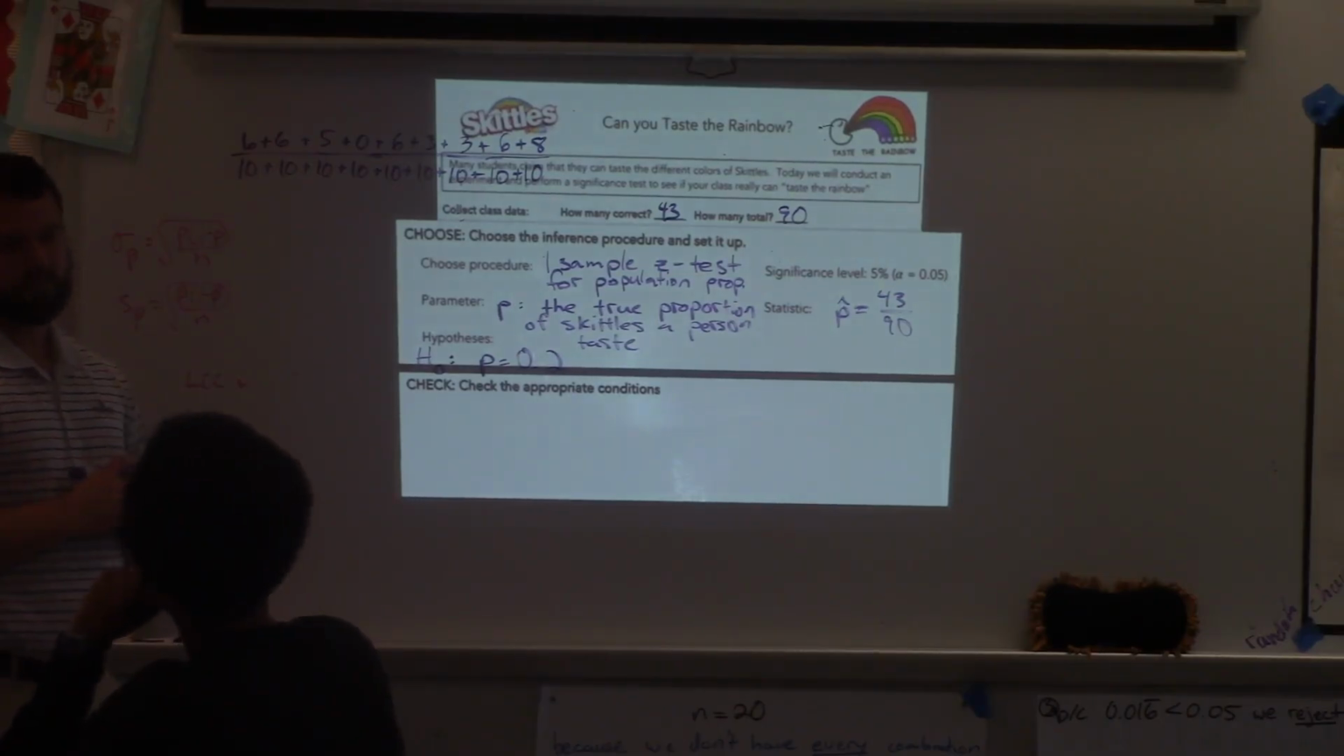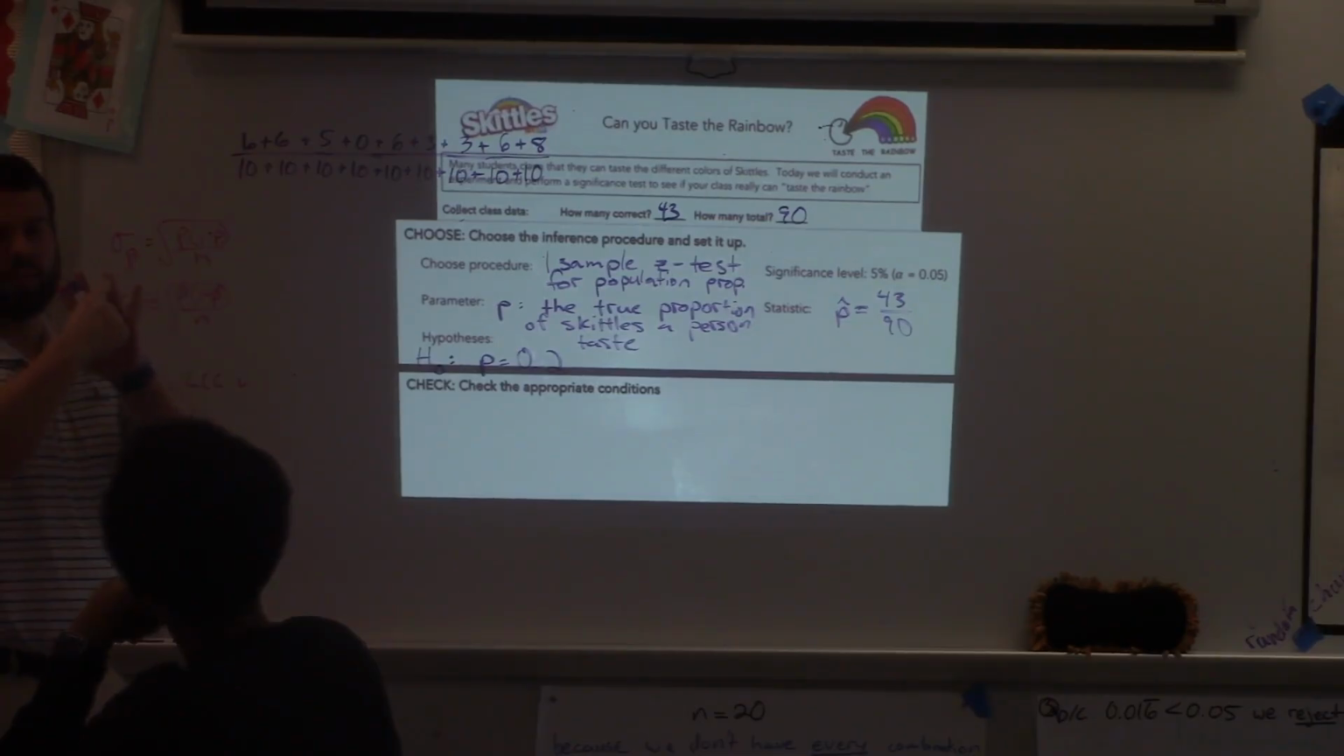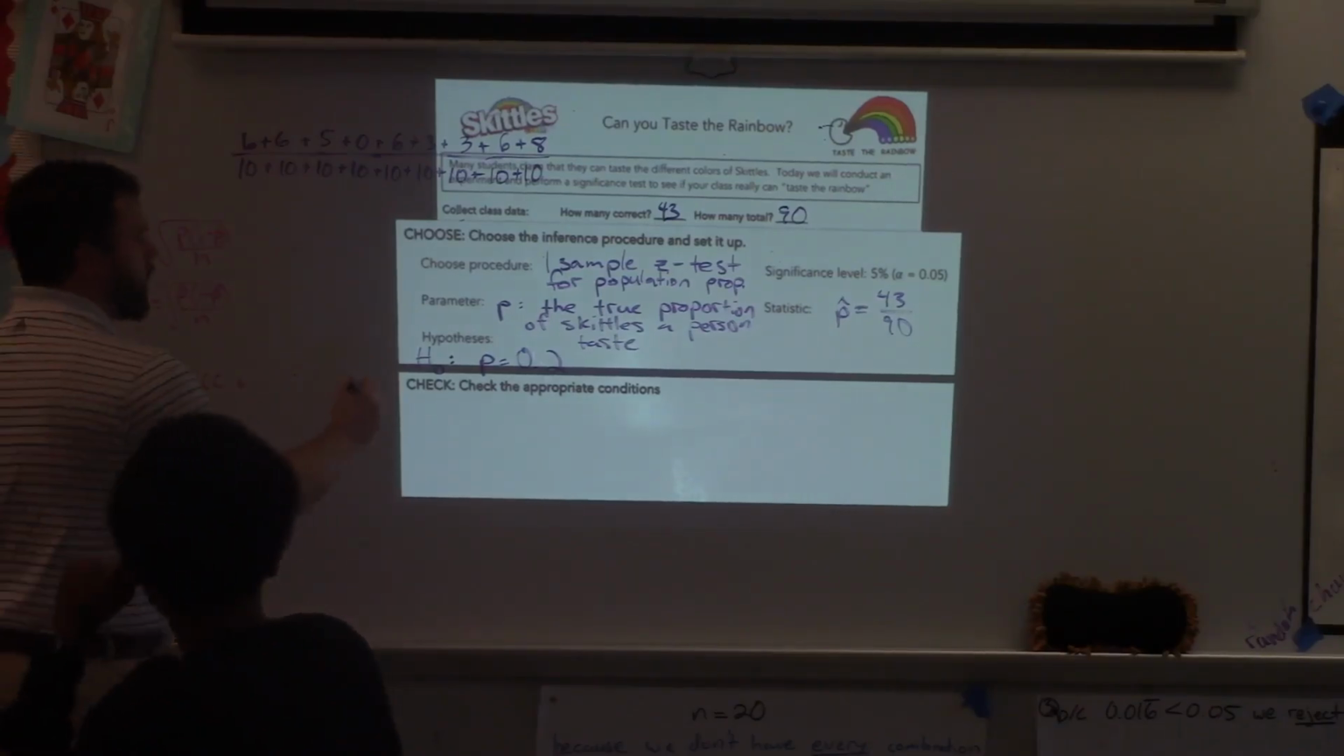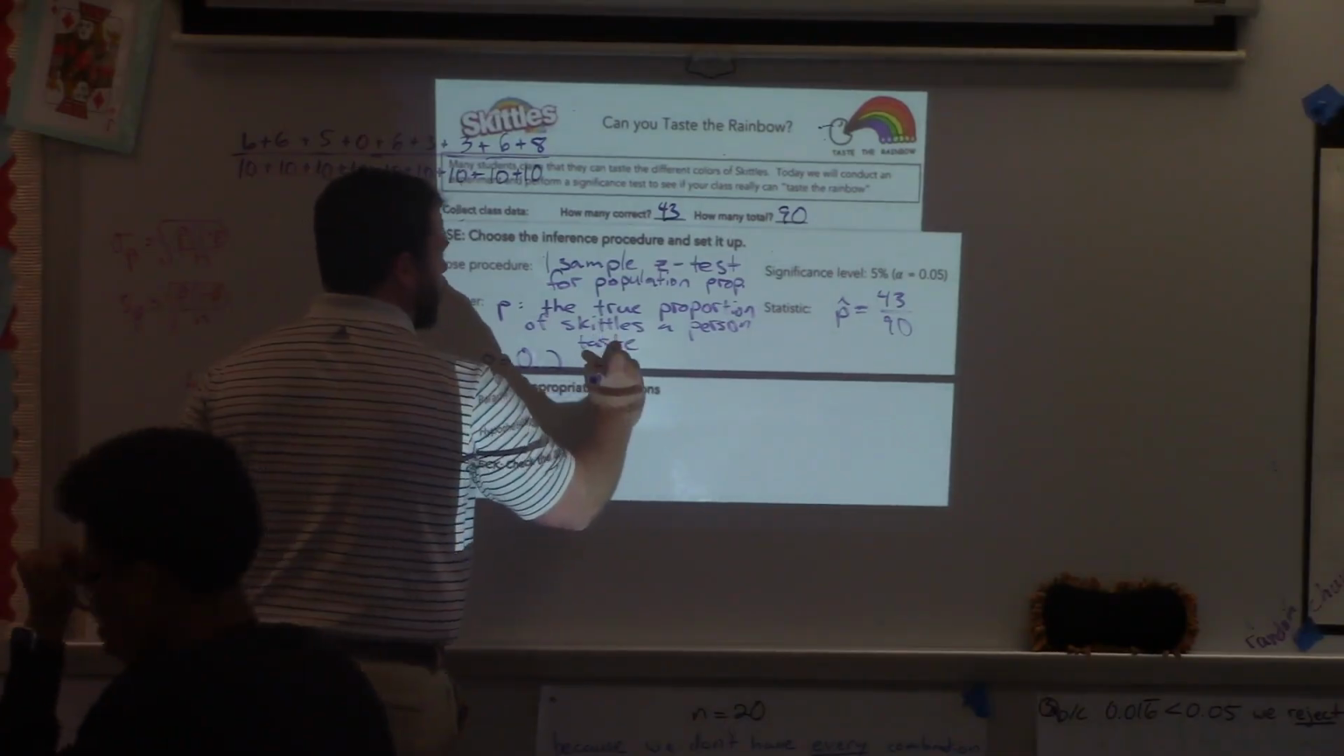Are we just making that up? No. Look at the colors of Skittles: yellow, green, orange, red, purple. So there's a 1 out of 5 chance of you guessing it correct. But what's our alternative?